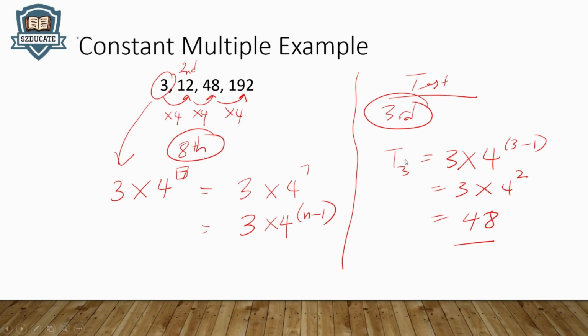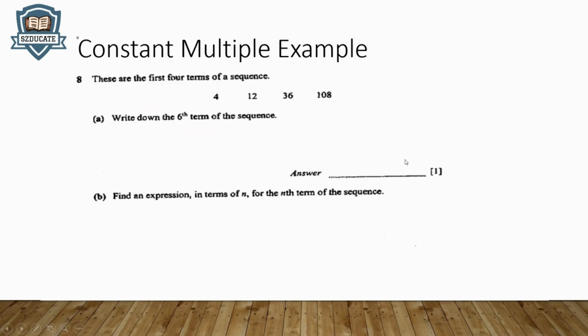Let's look at another example from exam questions. 4, 12, 36, 108. Find the sixth term. I'm just going to do it according to what they say. So here I multiply by 3, here I multiply by 3, and here I multiply by 3 again. So that is my fourth term. That means I need to multiply by 3 two more times.